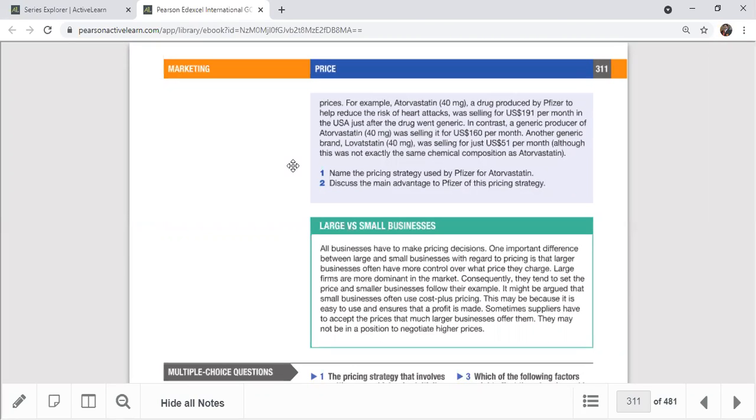So the second version, the generic producer, was selling it at a cheaper price. The initial price is 191, and then in the second round they are selling at 160. They reduced it by $30. And another generic brand called Lovastatin, same kind of drug, was selling at about $51. So it's way cheaper than the previous two, per month. Although this was not exactly the same chemical composition as atorvastatin, it means they are releasing the patents and all that medical research and publications. Of course, after that, all other drug manufacturers don't need to spend that much on R&D, so they can actually change the drug composition and come up with different brands.